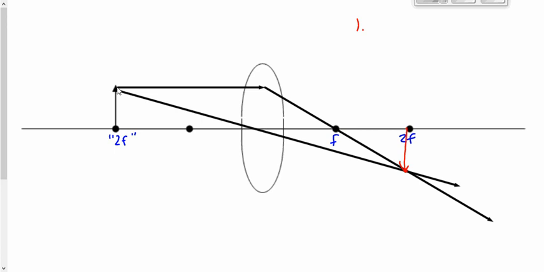Is this image larger, smaller, or same size? How does the image compare to the object in size? Is it bigger than the object? Is it smaller than the object? Or is it the same size as the object, Kai? Same size.